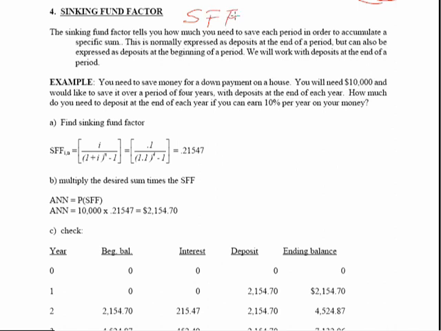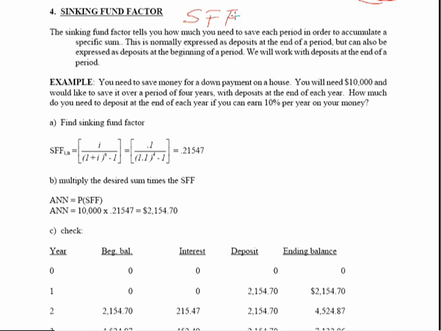And the sinking fund factor, it tells you how much you need to save each period in order to accumulate some future amount in time. So it's how much you need to save each year or each month, the same dollar amount, to accumulate X at some point in the future.